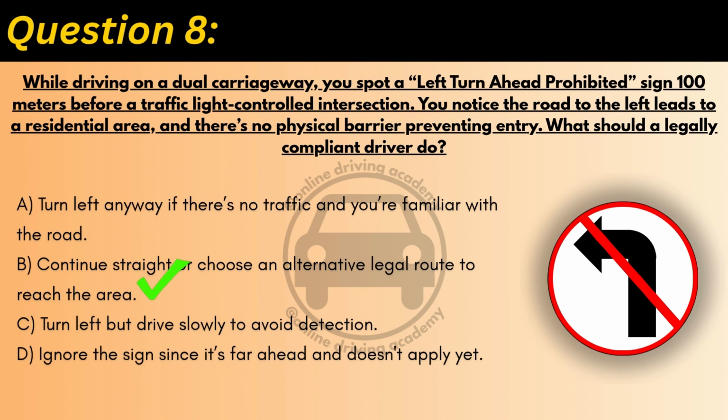Now that's going to be your correct answer. So option B is going to be your correct answer. Because if you look at the other options, if you look at option C, it says to turn left but drive slowly to avoid detection.